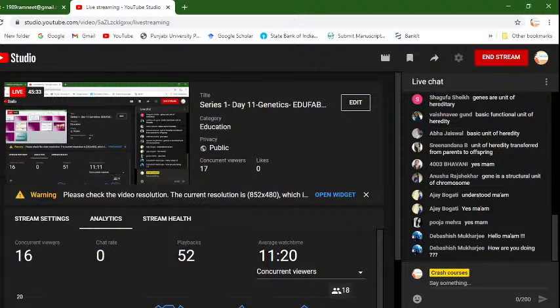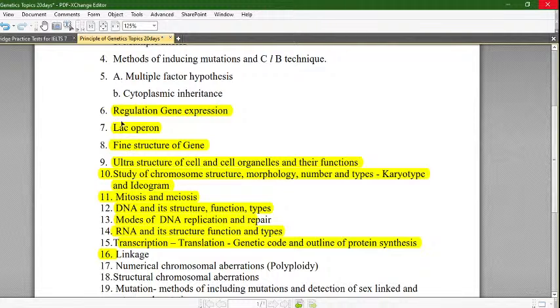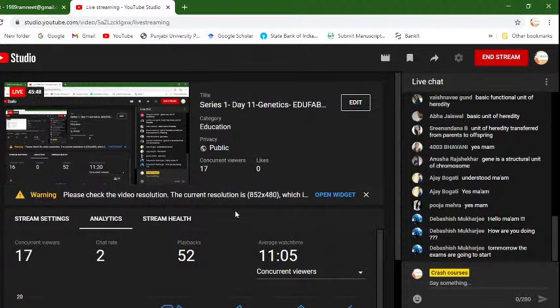So yes, the fine structure of the gene is clear to all of you. Please let me know so that I will start the next topic, which is basically the lac operon. We have to start the lac operon now, and the regulation of gene expression is also related with the lac operon. Are you getting my points? The structure of gene is clear to all of you.